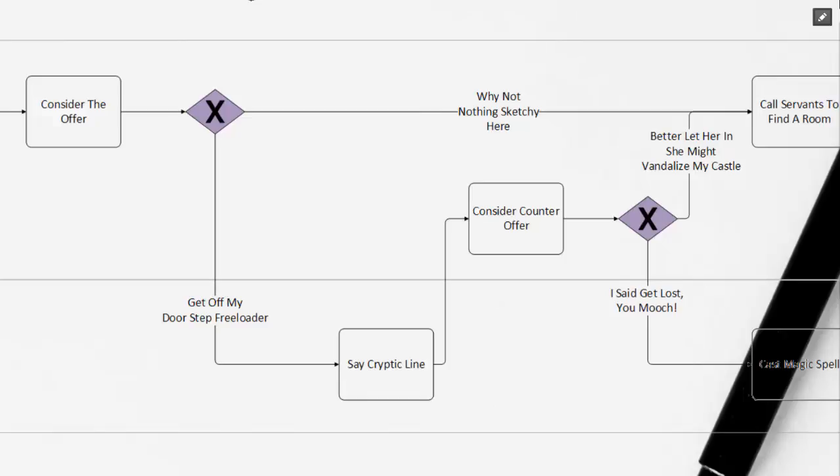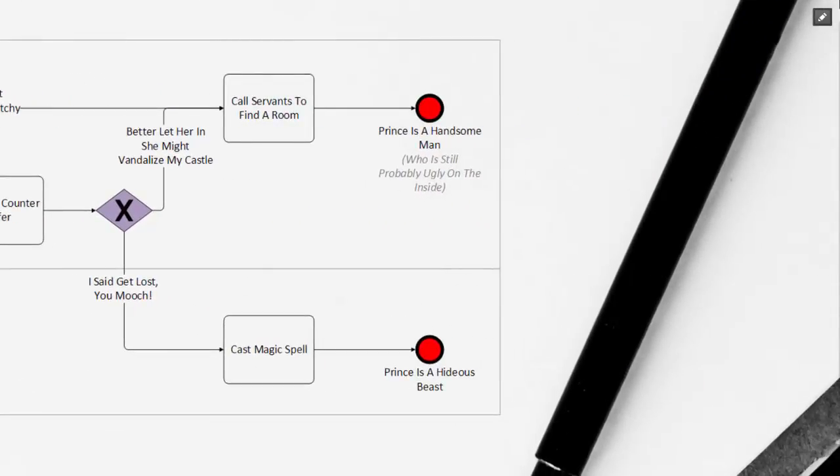Our path now takes us into another fork. Our new exclusive gateway has 2 other paths, one of them where he decides to accept the rose in exchange for shelter and then he proceeds to call the servants and remains a human, or the other path, which is the outcome of the movie, where he tells the old beggar to get off of his lawn. At this time, the old beggar reveals that she's an enchantress and casts a magic spell on the prince, which ultimately makes him into a hideous beast.